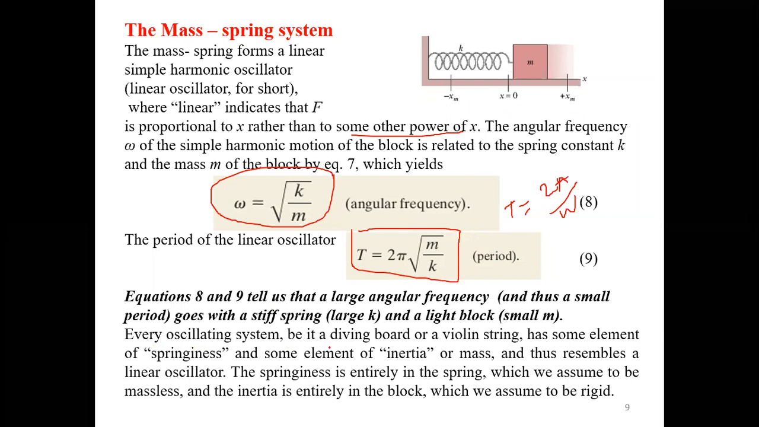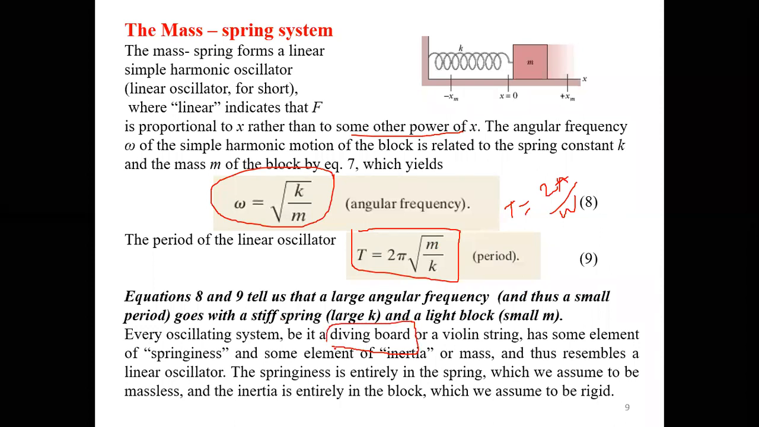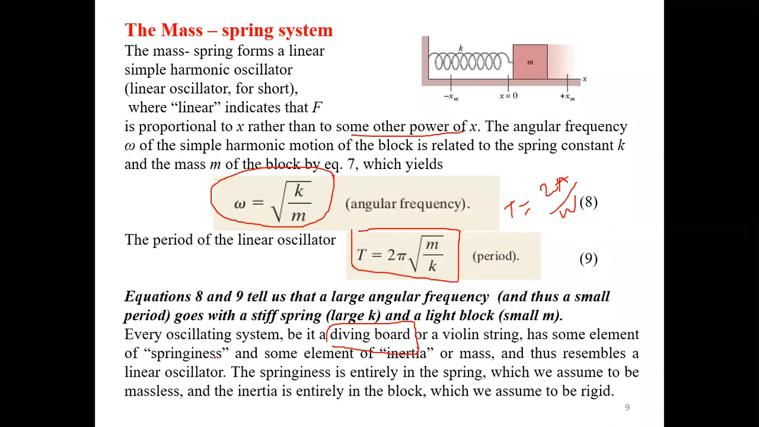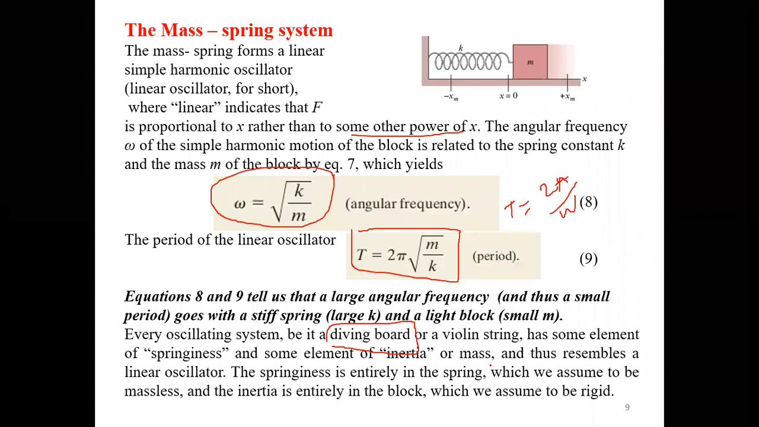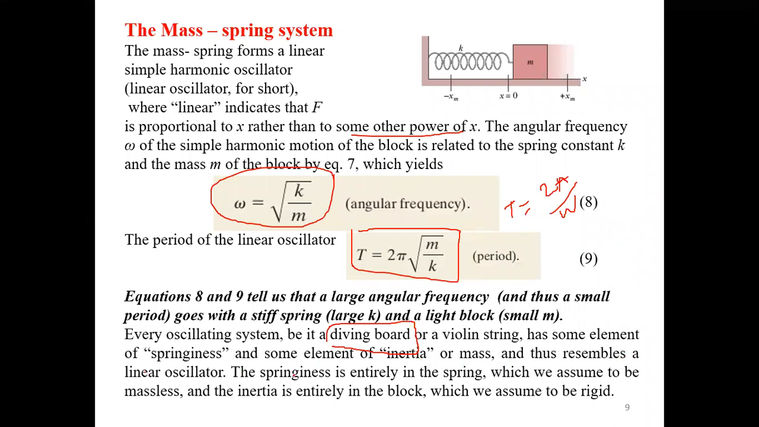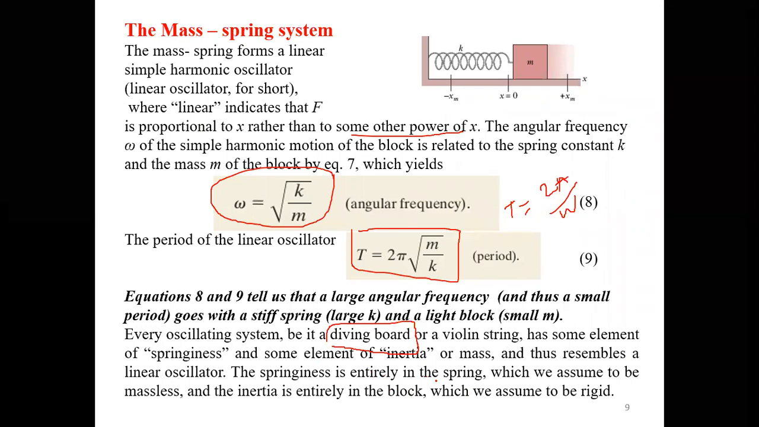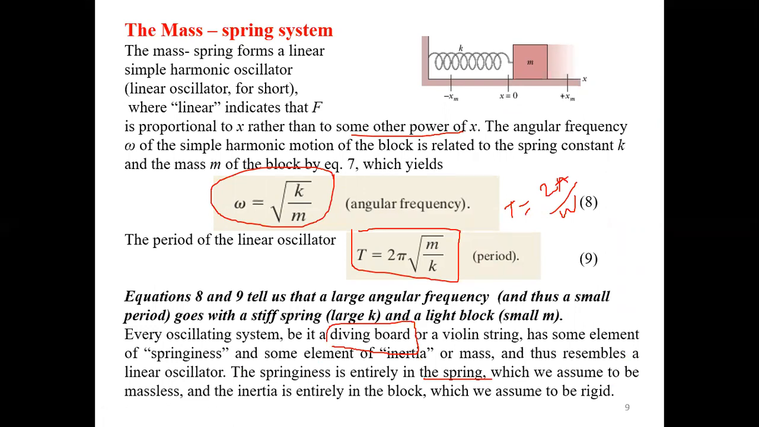Every oscillating system, be it a diving board in a swimming pool, from where you can dive, or a violin or guitar string, has some element of springiness. That is why, when you distort it, it comes back to its original position. It also has some element of inertia or mass, and thus resembles a linear oscillator. The springiness is entirely in the spring, which we assume to be massless, and the inertia is entirely in the block, which is assumed to be rigid.